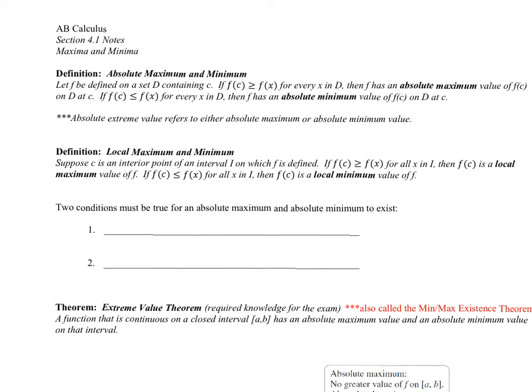AB Calculus, Section 4.1, Maxima and Minima. The definition of absolute maximum and minimum values.